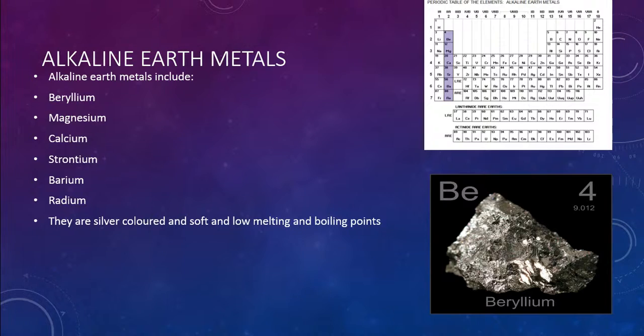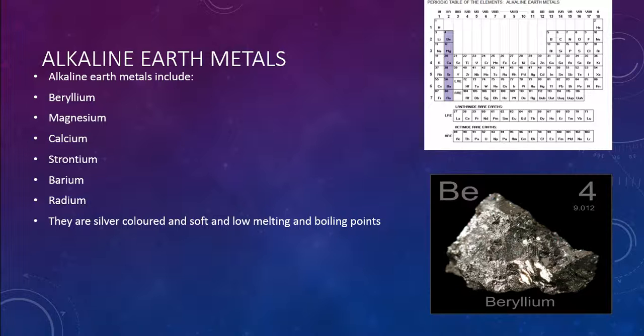So the next slide, alkaline earth metals. The alkaline earth metals include beryllium, magnesium, calcium, strontium, barium, and radium. They are silver coloured and soft and have low melting and boiling points. And this is quite interesting because, apart from the alkali metals just described, you would have thought that they would be the exact same as the alkali metals before.